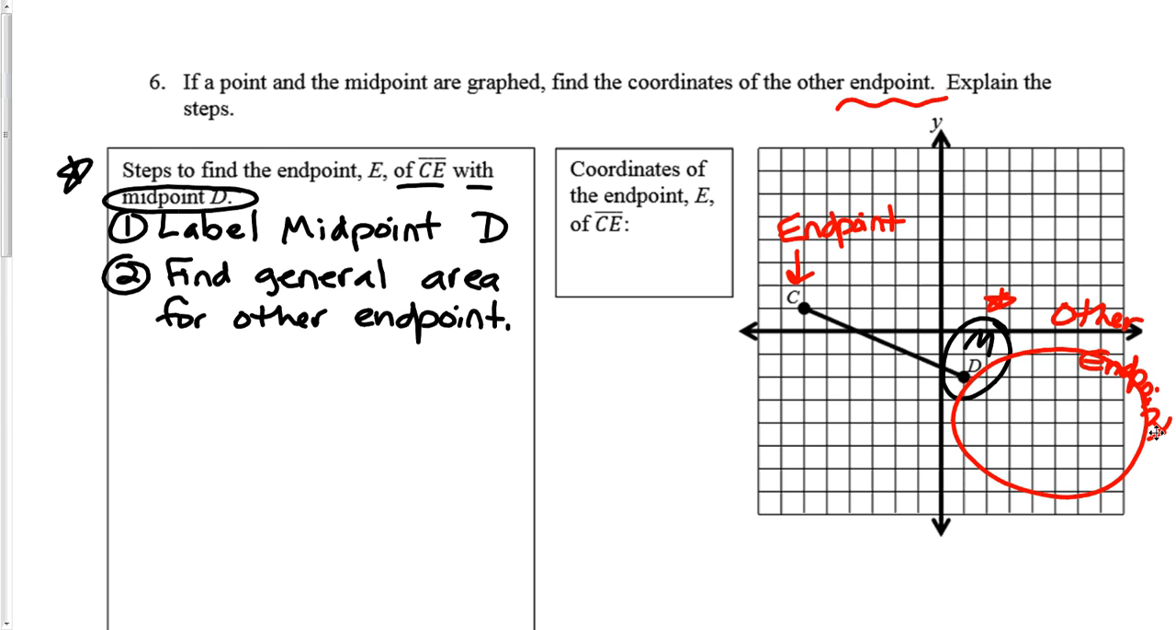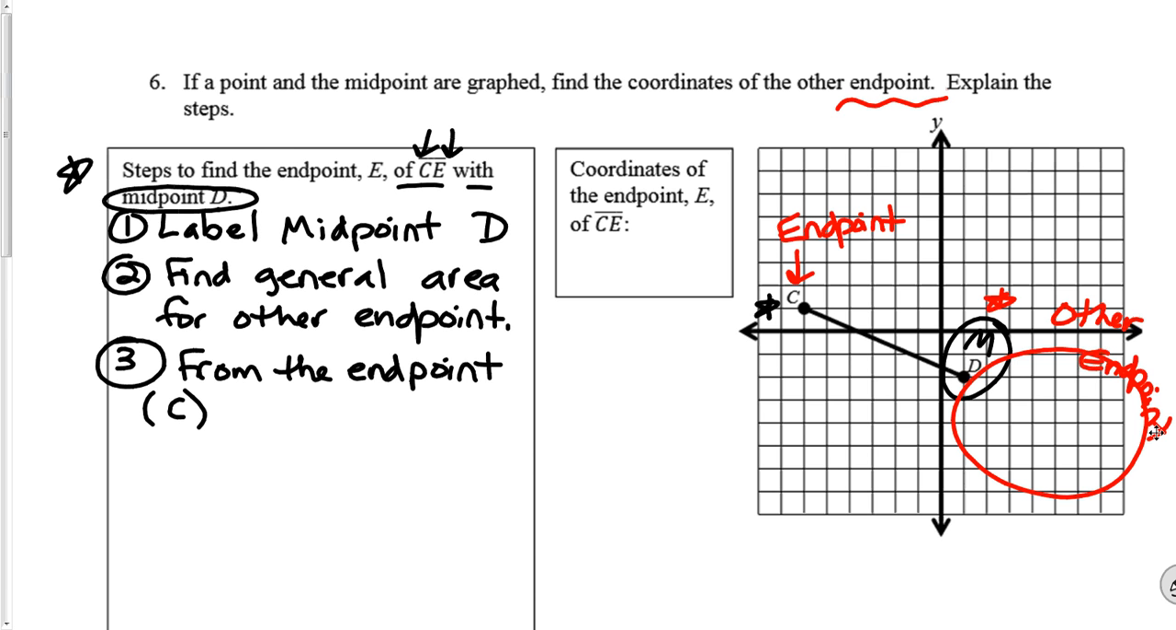So next step, from the endpoint. Now, what's our endpoint called for this problem? If my midpoint was D, then C is an endpoint and E is an endpoint, and graphed, I have C. So from the endpoint, that would be from point C, we are going to count, in this case, down and over to the midpoint. And again, our midpoint in this problem is called D. We've already changed it to an M on our paper. So let's go ahead and do that.